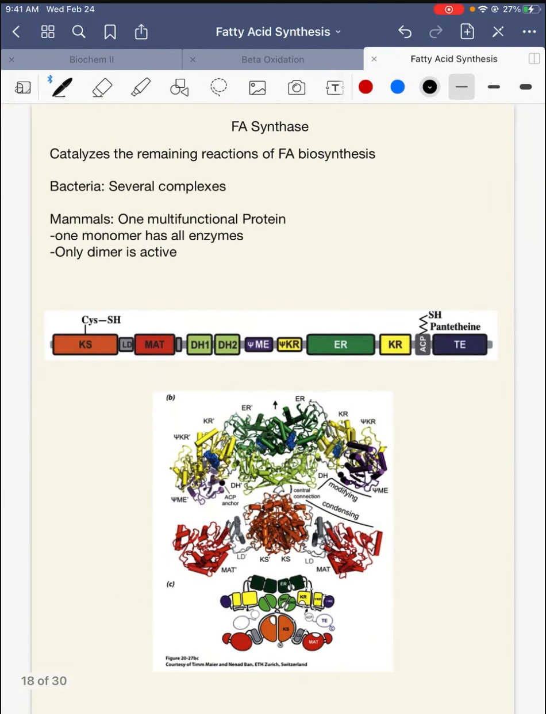So now we made our malonyl-CoA with ACC. Our second enzyme is fatty acid synthase. So this is the metabolome, which has a different... So it's one multifunctional protein, but it has all these different proteins that are transcribed that are able to make the fatty acid. So in mammals, it's one multifunctional protein, but bacteria actually have several complexes. So that's one way to distinguish mammals from bacteria. It catalyzes the remaining reactions of fatty acid biosynthesis.